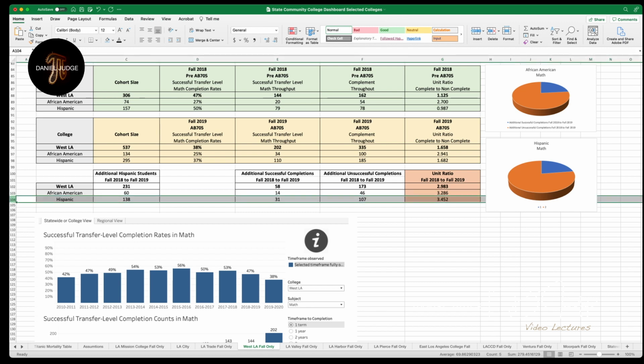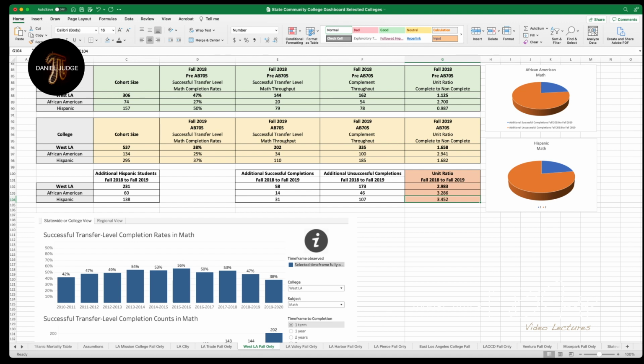Hispanics, we got an additional 138 who got access. That's a great thing. Of the 138 additional, we had an additional 31 get through, but we also had an additional 107 who did not get through. Unit ratio, 3.452. So for every additional Hispanic who got through, we lost 3.452 Hispanics. This is what I say to people.